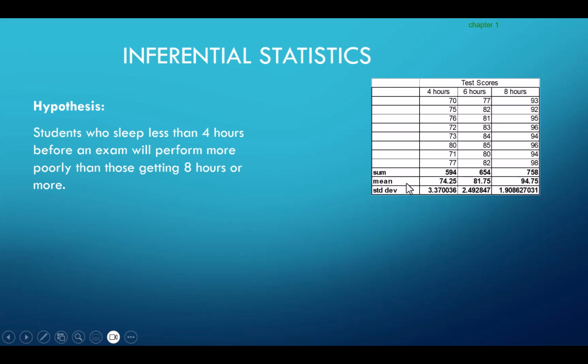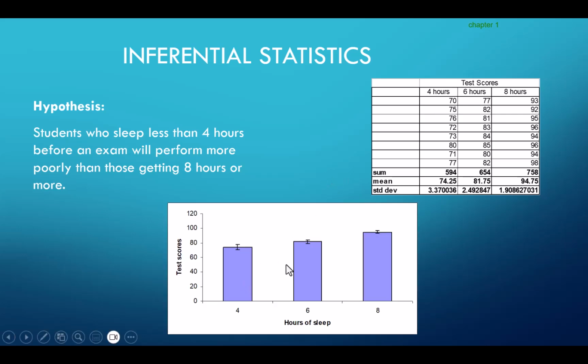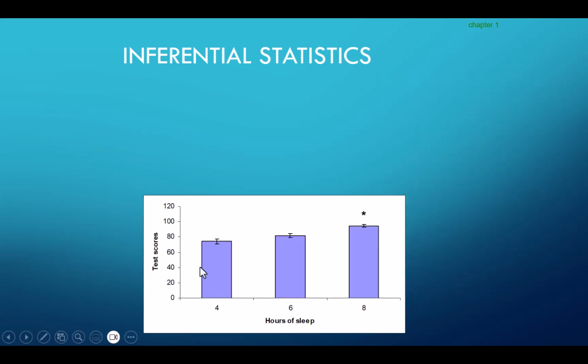And we put that into, here we have 3 groups, so we would do an ANOVA and get the significance level. Here is our graph representing those 3 means. These are representing our standard deviation, and we ran an ANOVA, and we found that there was a difference between people who slept 8 hours or more and those that slept 4 hours or less.